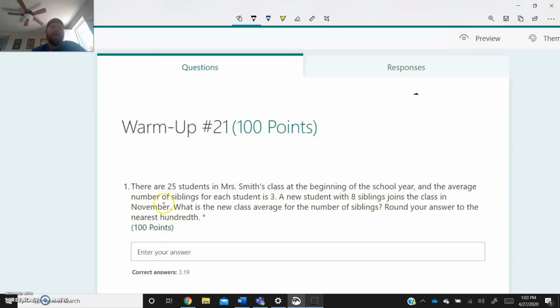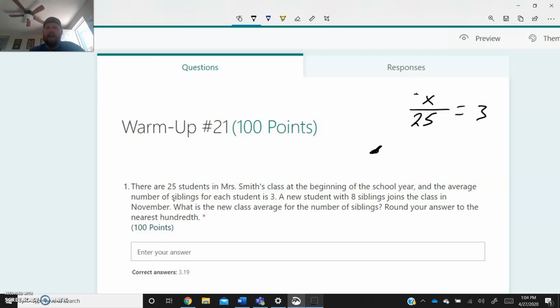Well, if you guys remember, all they ended up doing was finding the mean of this, and the mean of siblings in the class was 3. In order to do that, we need to know the total amount of students, and we did. There was 25, and it ended up equaling 3. We don't know what this number was up top. We don't know how many siblings each student had.